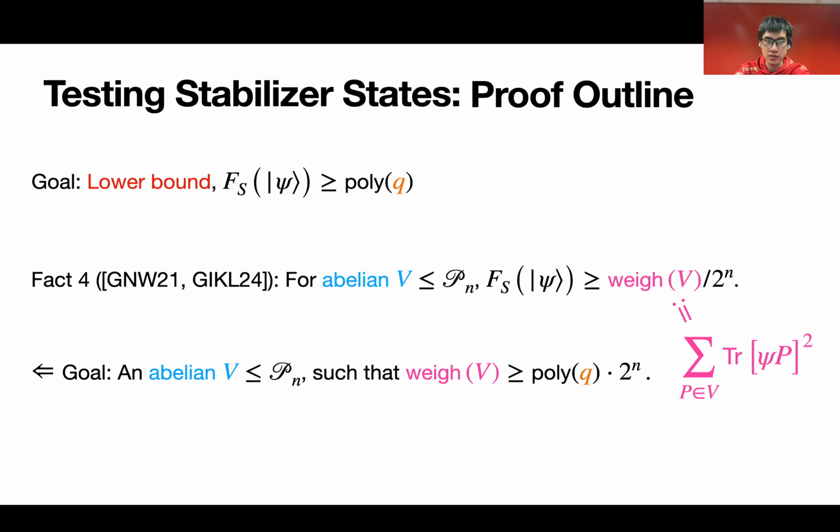So how do we get this lower bound? First, we use a fact from the GNW paper. They show that to get the lower bound, you only need to find a very good abelian Pauli subgroup V which has high weight. So our goal now becomes finding an abelian Pauli subgroup V with high weight. Here the weight is defined as the sum of the squares of the trace between the Paulis and the input state.